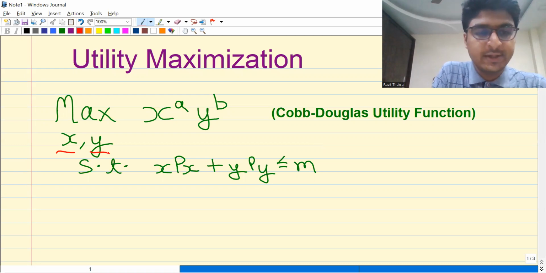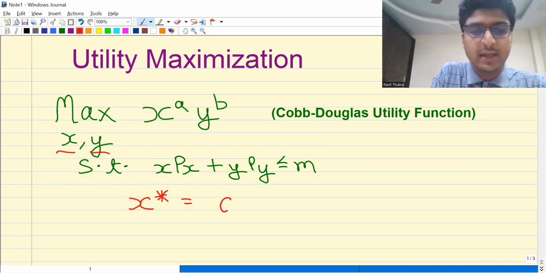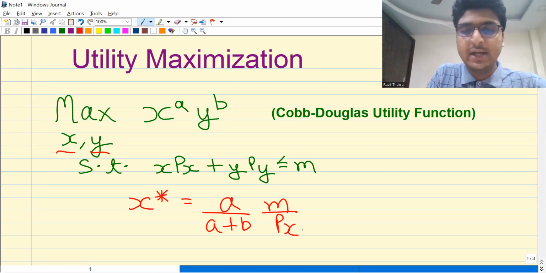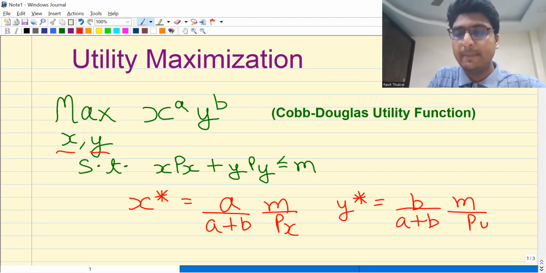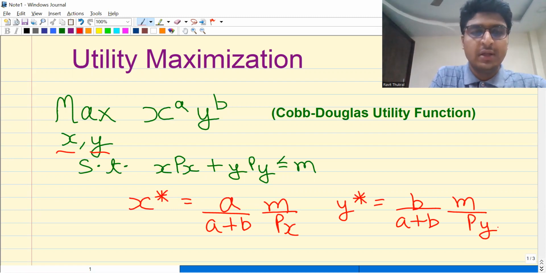So we know that the optimal choice here is given by a upon a plus b, m upon price of good x, and the optimal choice of y is given by b upon a plus b, m upon py. Okay, so basically here a and b work as weightage.